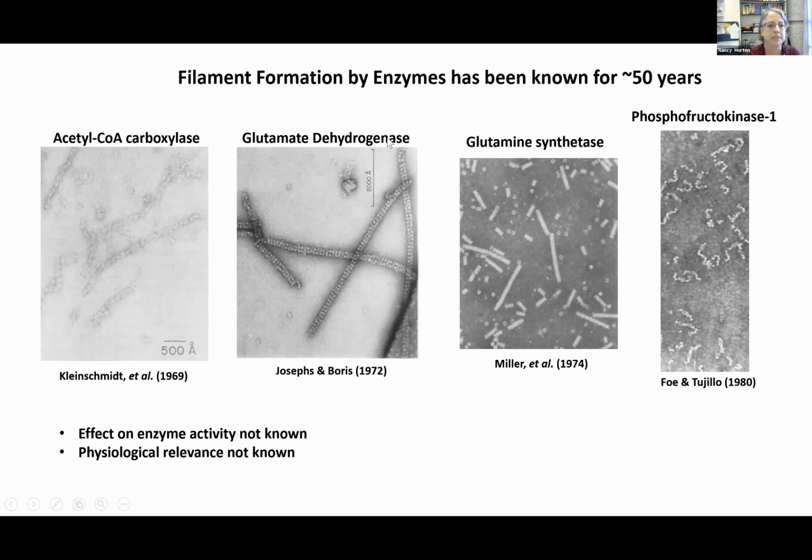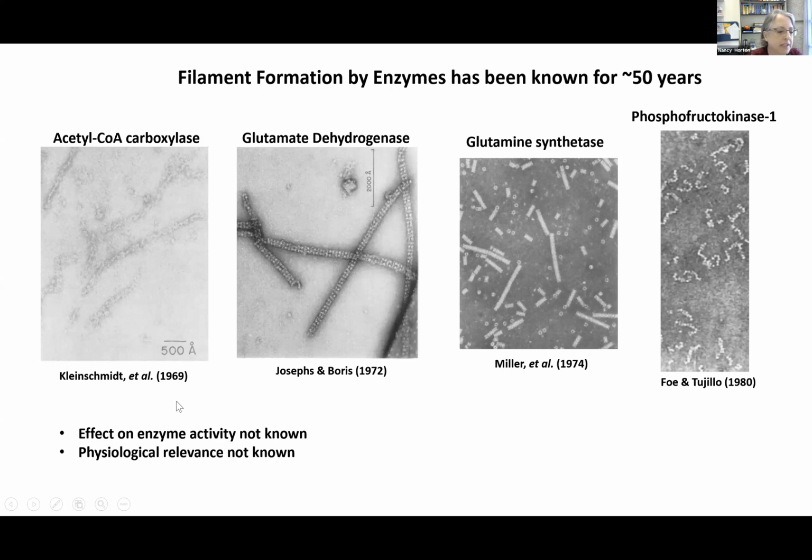So the subject of this session is filament formation by enzymes, which is kind of an emerging field for regulation of enzyme activity, but it's actually been known for quite a long time that metabolic enzymes can form filaments. Shown here are electron micrographs taken in the 60s, 70s, and 1980 of enzymes purified from natural sources, and you can see that they do in fact form filaments.